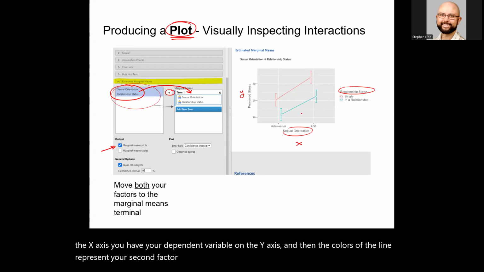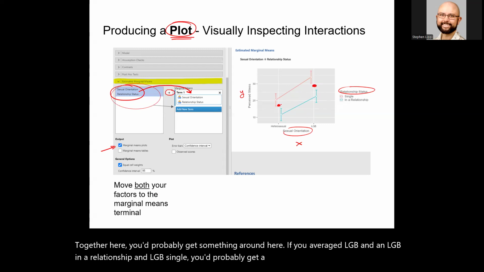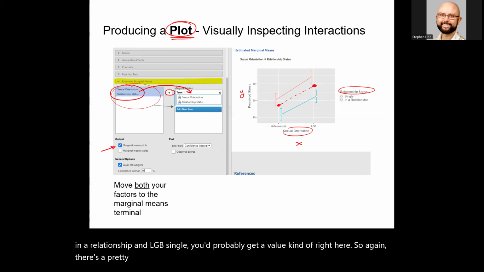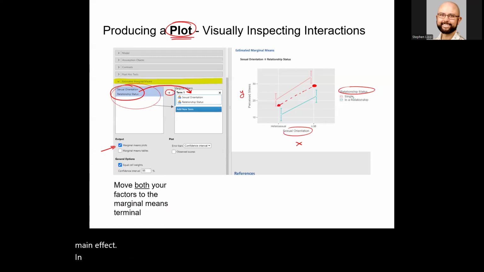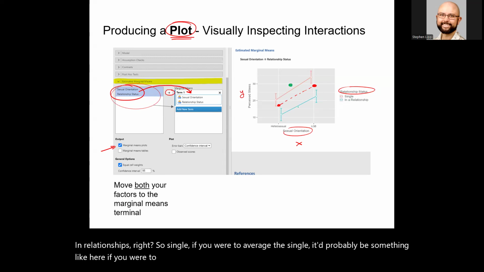So notice here that we have a main effect of orientation, right? If you averaged these two together here, you'd probably get something around here. If you averaged LGB in a relationship and LGB single, you'd probably get a value kind of right here. So again, there's a pretty big difference between the stress levels of LGB and heterosexuals, right? That's the main effect. In relationships, right? So single, if you were to average the single, it'd probably be something like here. If you were to average the in a relationship, it'd be something about here. And we have a nice kind of mean difference here.